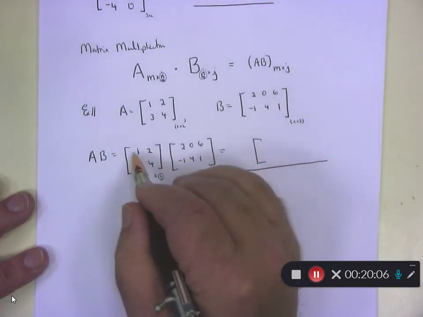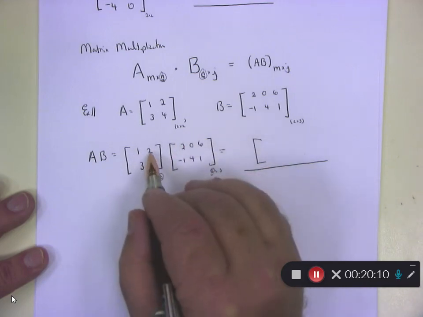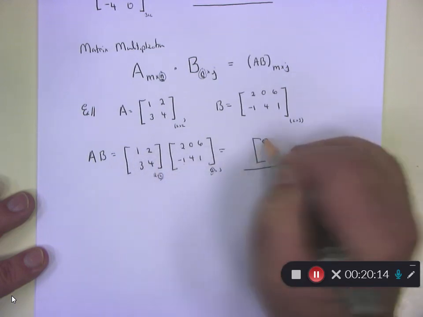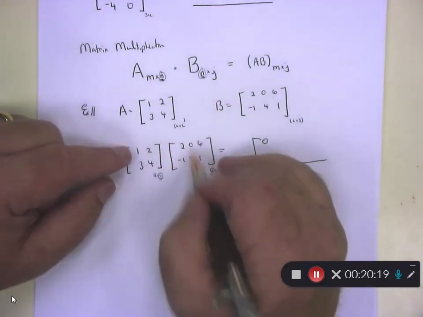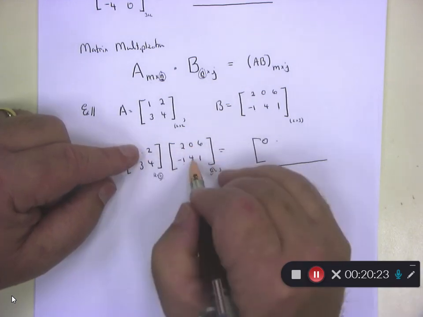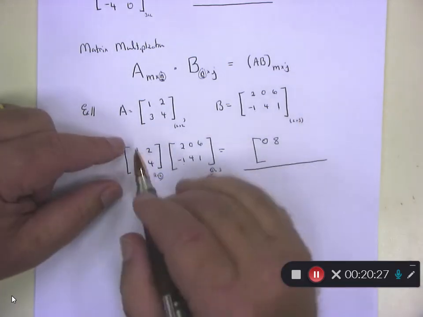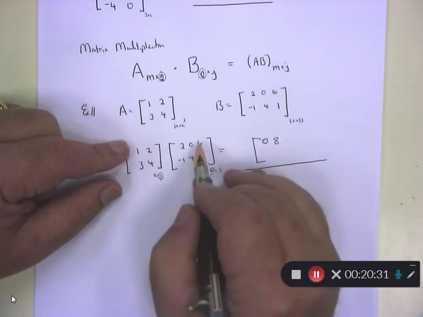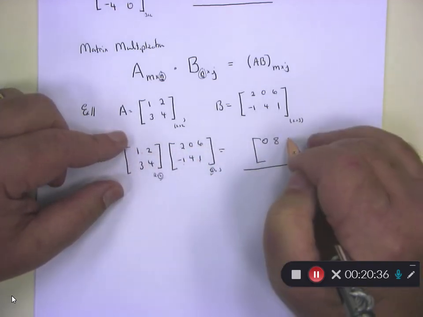So now I'm going to do row by column. 1 times 2 is 2. 2 times negative 1 is negative 2. 2 plus negative 2 is 0. First row, first column position would be 0. First row, second column position: 1 times 0 is 0, 2 times 4 is 8, 0 plus 8 is 8. And then first row, third column position: 1 times 6 is 6, 2 times 1 is 2, 6 plus 2 is 8.